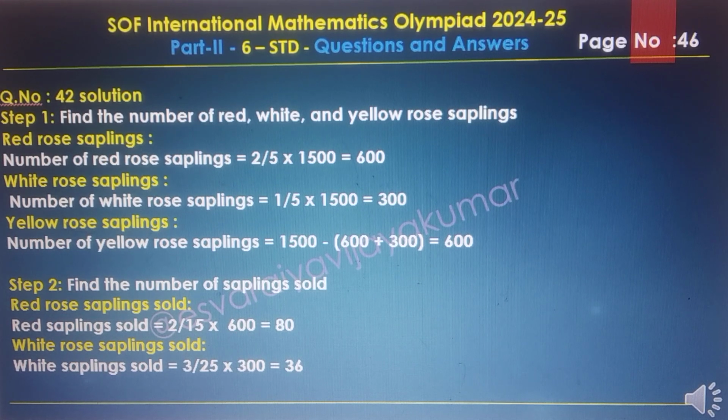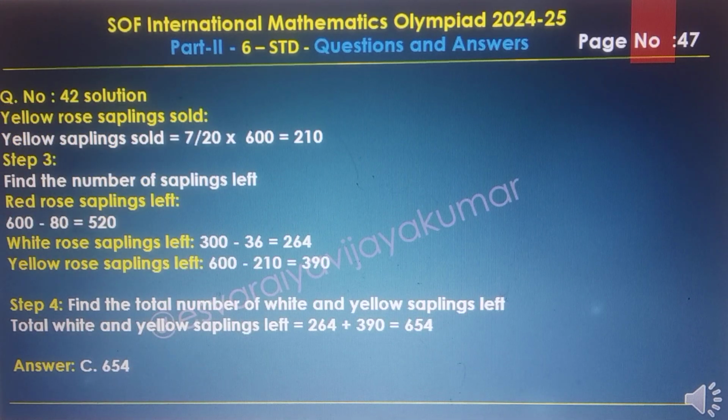We are getting 3 upon 25 into 300. The yellow rose saplings sold are 210, based on the same calculations. In step 3, find the number of saplings left. Red rose saplings left: 600 minus 80, 520. White, the same way: 300 minus 36, 264. And 600 minus 210, 390 for yellow rose saplings.